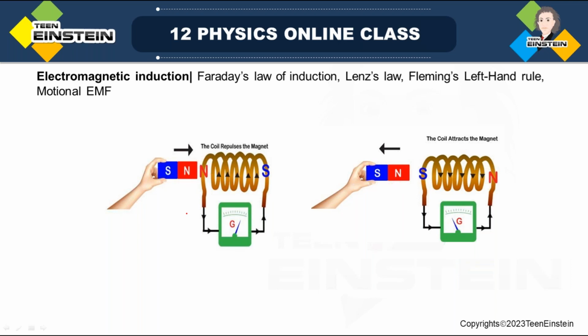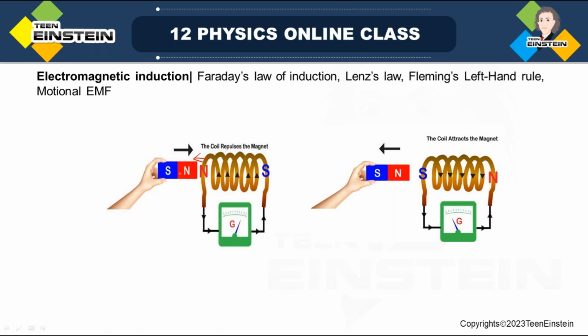I need this figure here. Okay. So in this case, as you bring this bar magnet towards the coil, the coil is opposing the motion of this bar magnet. According to Lenz's law, the motion of the bar magnet is always opposed. That means there will be a repulsive force.